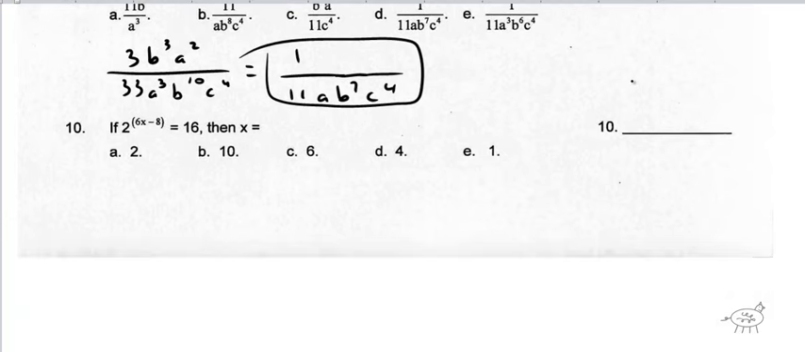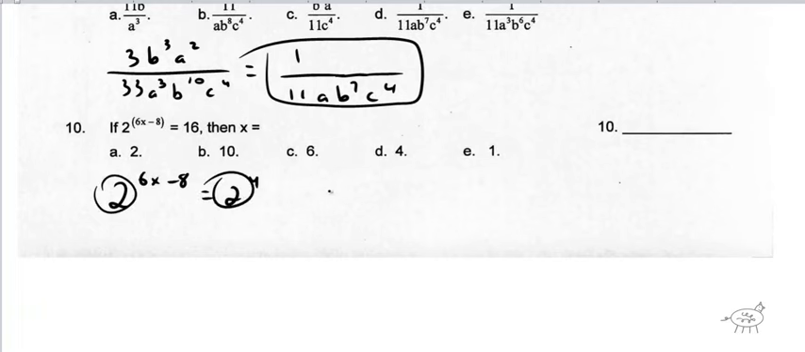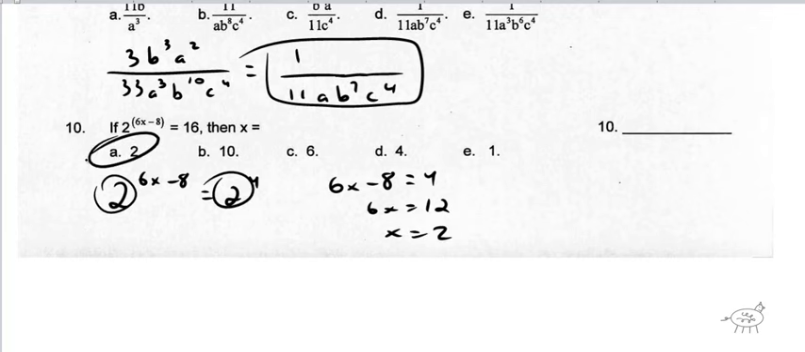Next one, you got to get a common base. So that 16 is really 2 to the 4th power. So it's 2 to the 6x minus 8 equals 2 to the 4th. Once you have the same base, you can just set the exponents equal to each other. So 6x minus 8 is equal to 4. 6x equals 12. X is 2. So it's A.